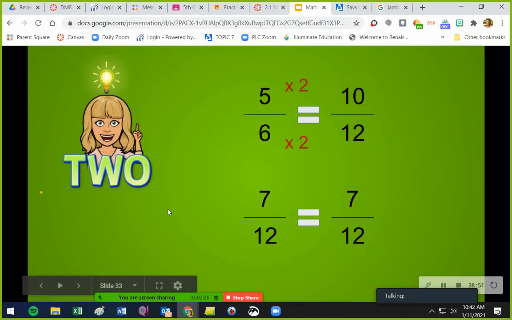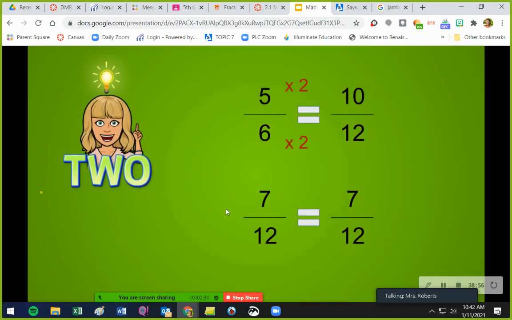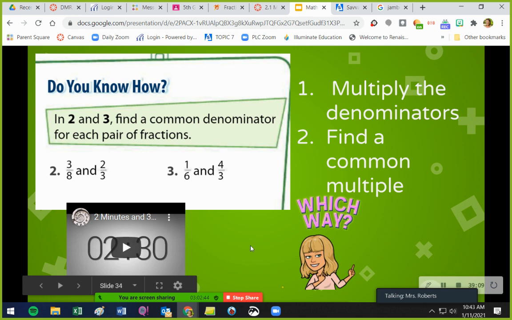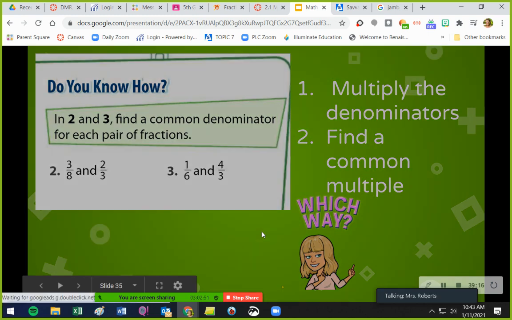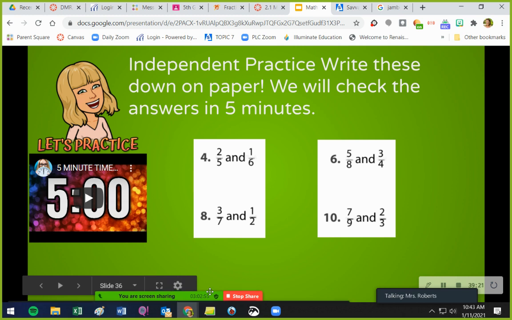Okay. Here's another thing to look at. I don't know, I guess I didn't finish this slide. Oh, no, this was showing you exactly what I just said. 7 twelfths is already 7 twelfths, so now I just need to change this one. Okay. All right, I'm going to set a timer, actually, hold on. I think I wanted this next slide instead. Okay, I'm going to set a 5-minute timer, and I want you to work on these.